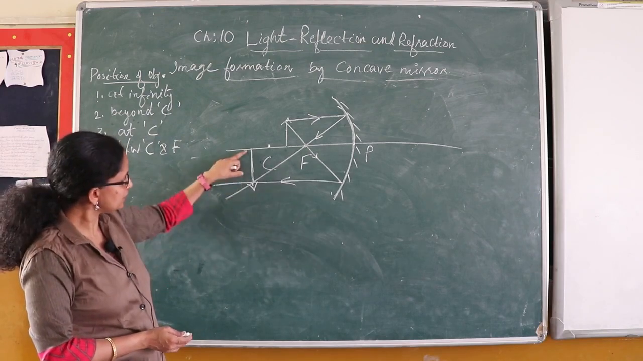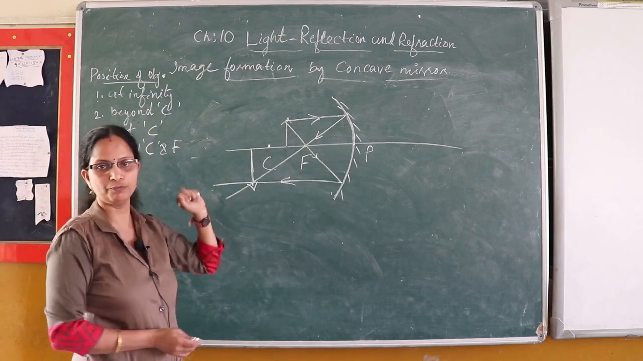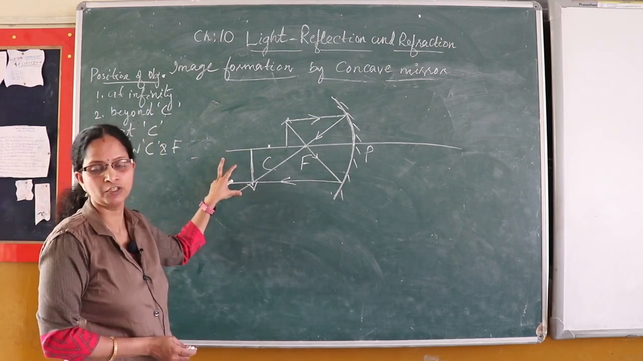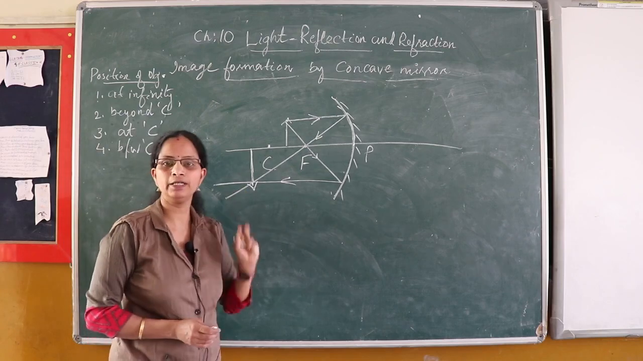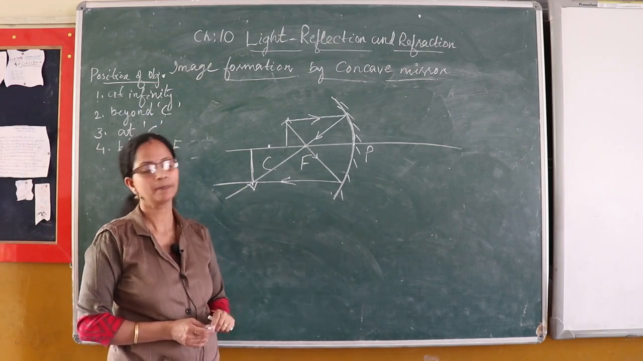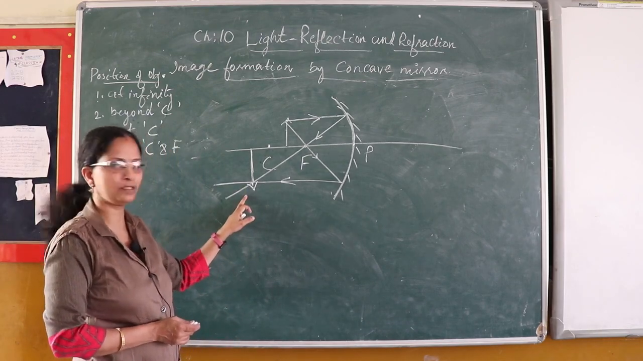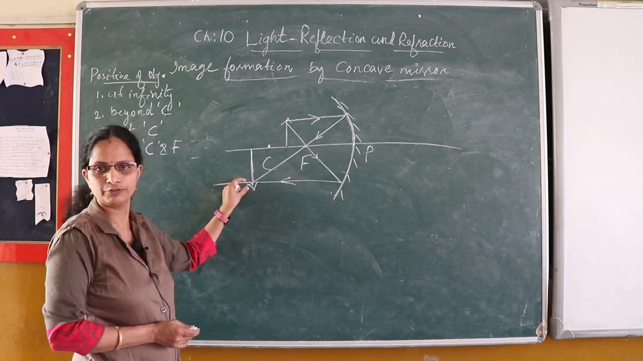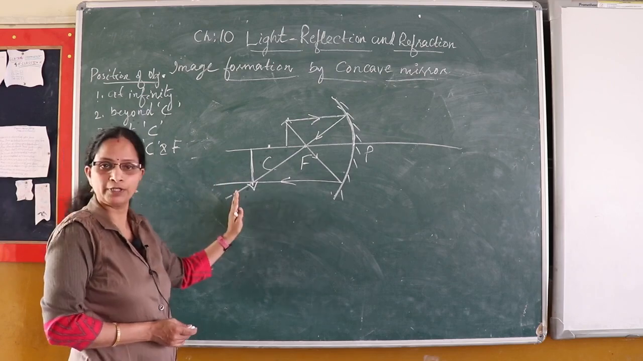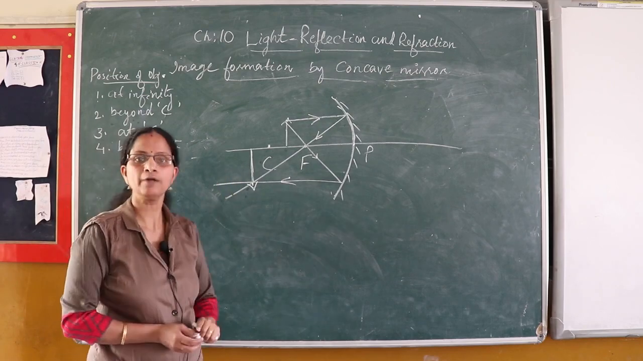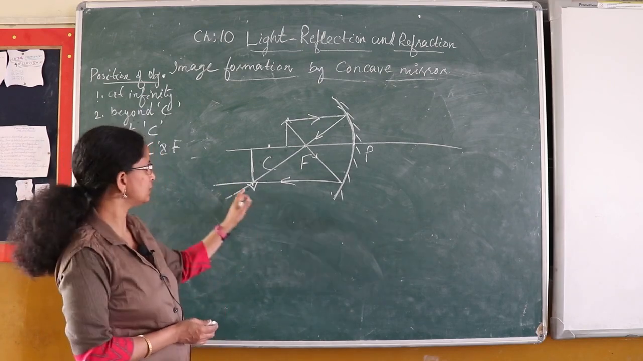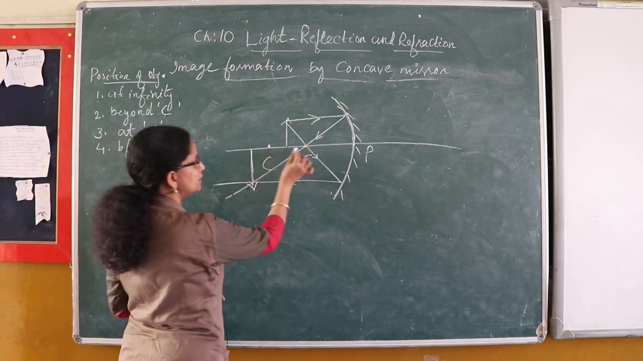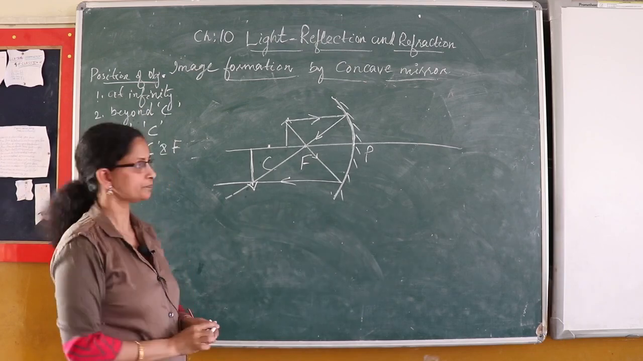At the same time, compared to the object, the size of the image is larger. So we can say the image formed is an enlarged image. Since it is upside down, it is inverted, and since it is formed due to the actual meeting of the rays and can be obtained on a screen, it is also known as a real image. So these are the characteristics of the image formed when the object is kept between C and F.